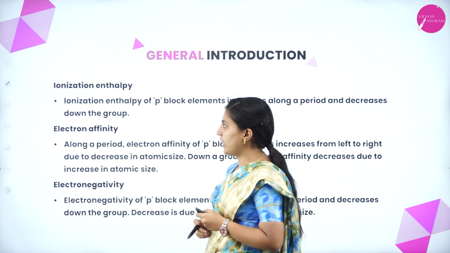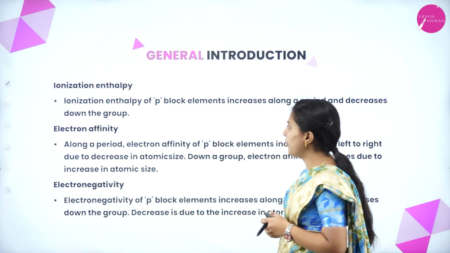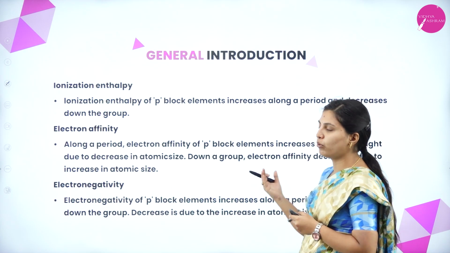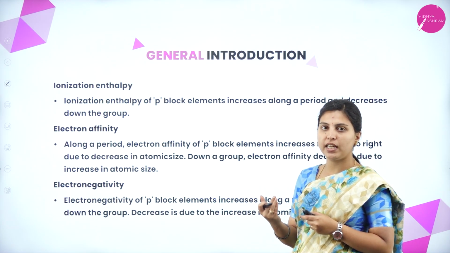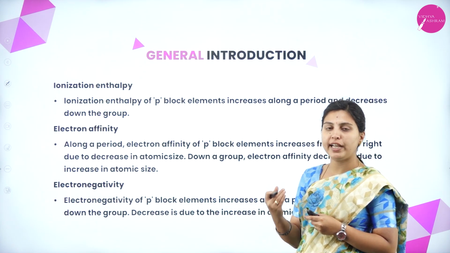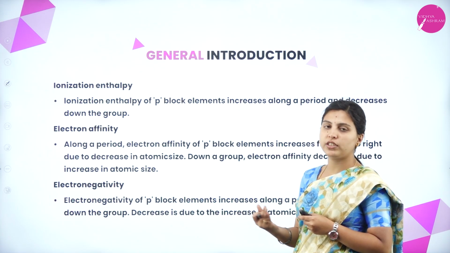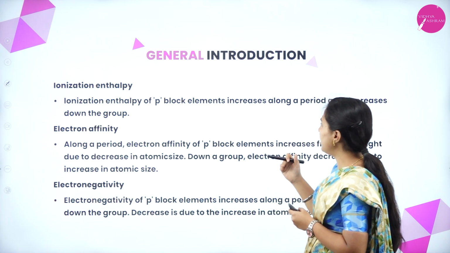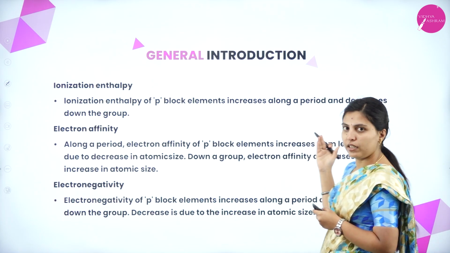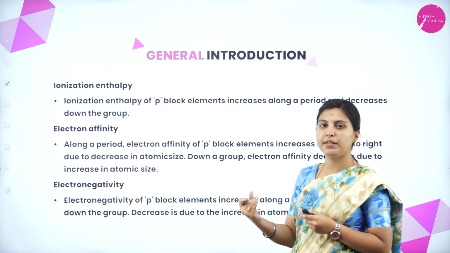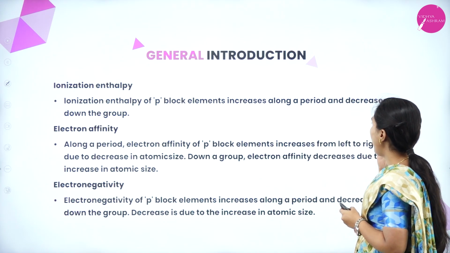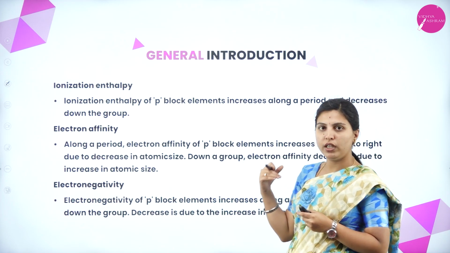Next, ionization enthalpy. Ionization enthalpy of p block elements increases along a period and decreases down the group. Ionization enthalpy means the removal of an electron from the outermost shell or valence shell. So, in the p block elements it increases along a period. Along a period means from left to right, the ionization enthalpy will increase, and it decreases down a group.